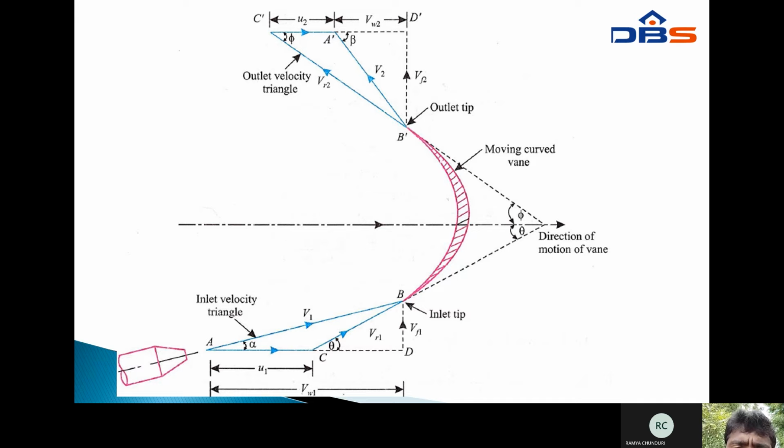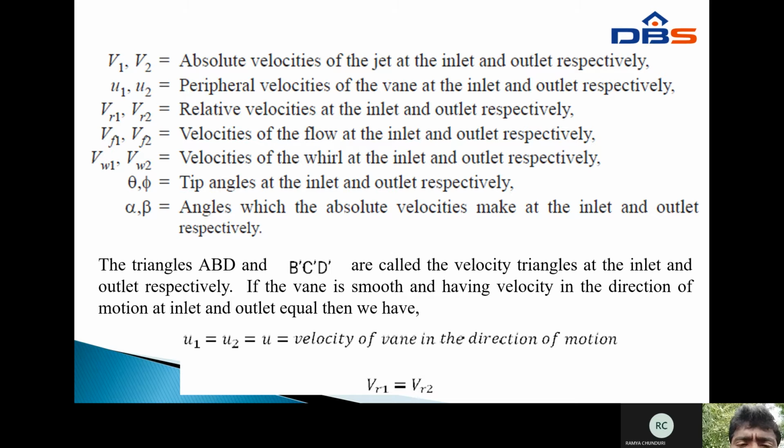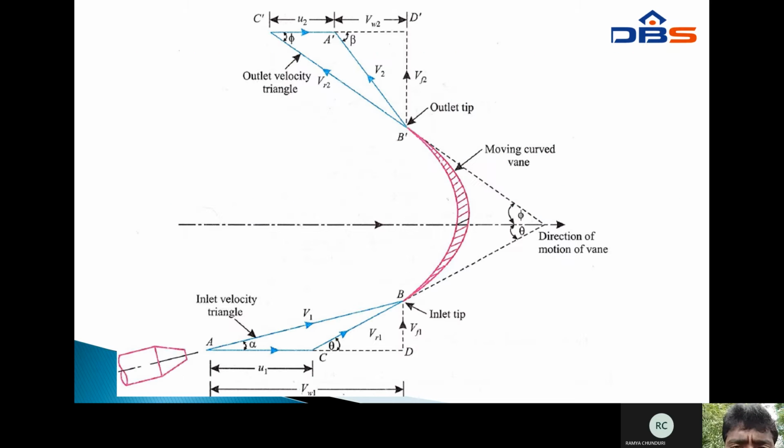C is another relative velocity. In this, alpha is the angle made by the velocity with the horizontal axis. Theta is the relative velocity's inclination to the horizontal. So Vf1 and Vr1, all these terms are explained in this slide as shown in the figure.